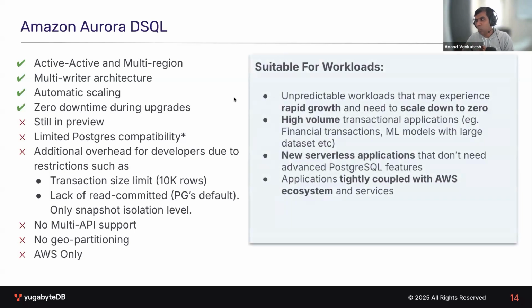Let's look at where this is best suited. It's a good fit for unpredictable workloads with sudden traffic bursts, similar to Limitless. It handles them well through its on-demand scale up and scale down to zero features. It is also a very good fit for high volume transaction apps like financial transactions, ML models, etc. And it is also a good fit for new serverless applications that don't need advanced Postgres features. So that's something to be aware of.